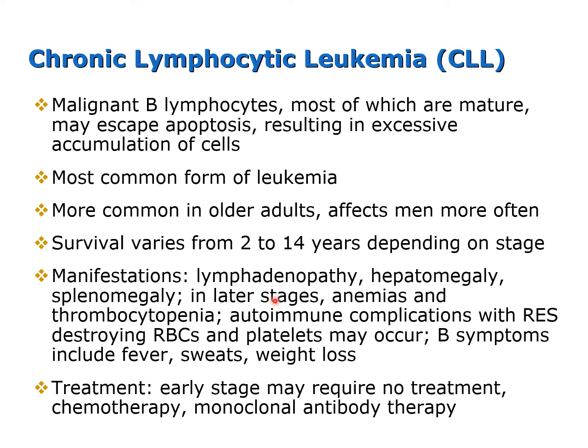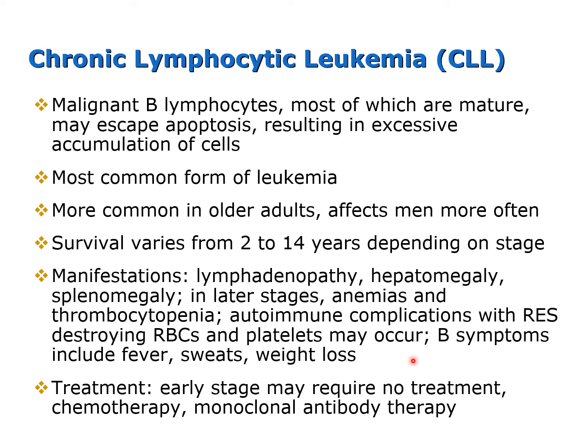Some of the manifestations you're going to be seeing: things like lymphadenopathy, hepatomegaly, splenomegaly. In later stages, things like anemias and thrombocytopenia. Autoimmune complications with the reticuloendothelial system destroying the RBCs and your platelets. The reticuloendothelial system is the system that basically protects you from any pathogens that may be in your body. So this is like the macrophage system that eats up any bacteria or any weird funky things. Here, unfortunately, the macrophages will end up destroying your RBCs and platelets.